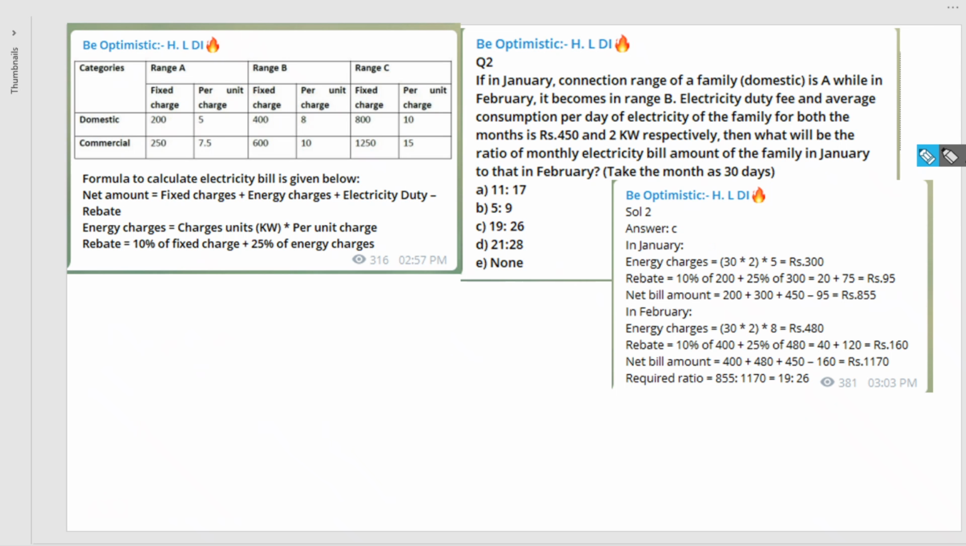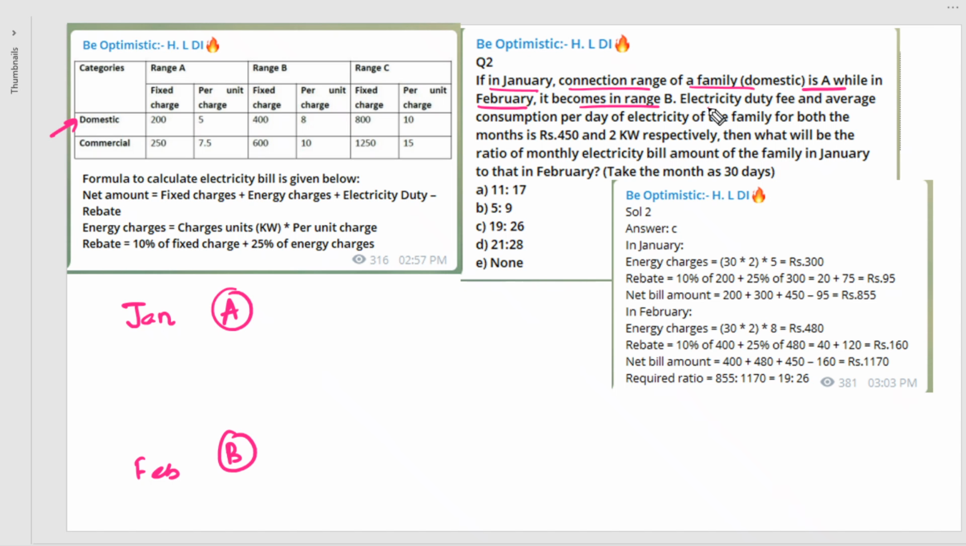So this is question number 2. In question number 2, it says that in January the connection range of a family, that is domestic, is A, while in February it becomes range B. So there are 2 months, one is called January, another is called February. For January the connection range is A, and this is domestic obviously, so you have to take the domestic value. In February it becomes B.